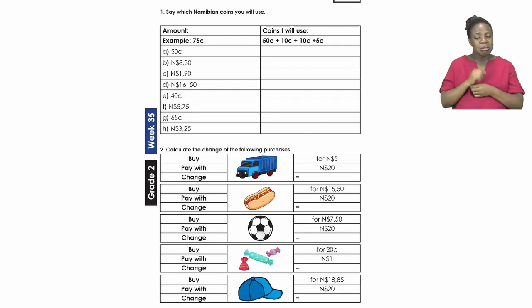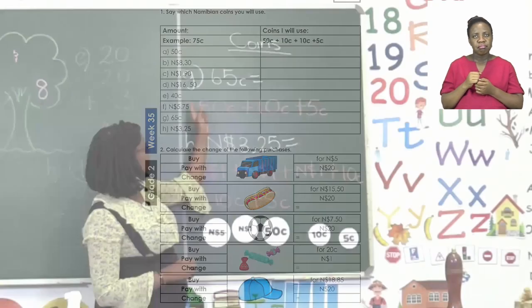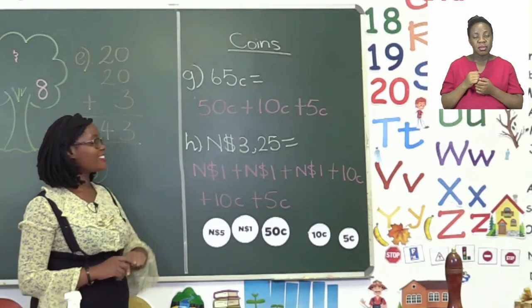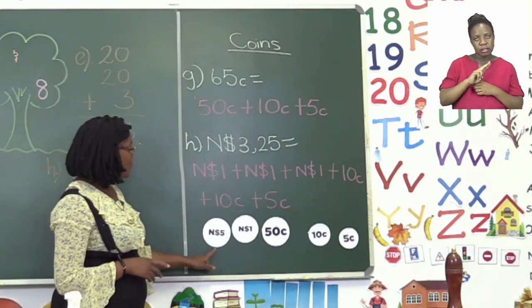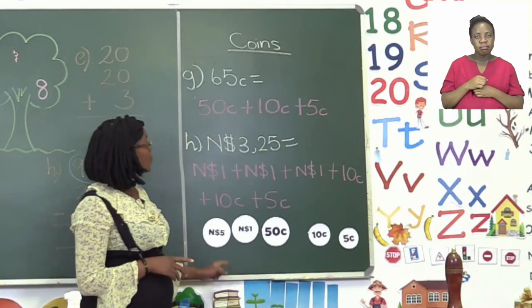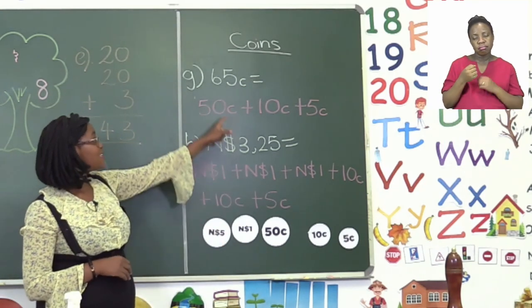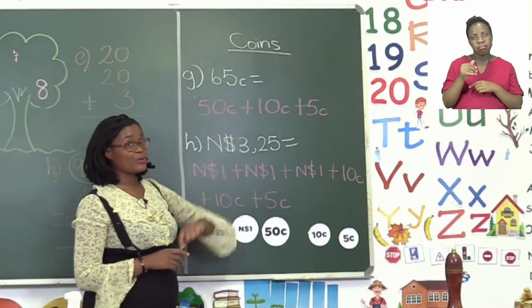Now they've given you an example of 75 cents. That means that we need a 50-cent coin, a 10-cent coin, another 10-cent coin, and then a 5-cent coin. Let's try and do two together on the board. Now the two that we're going to do on the board are G and H. Now we're going to try and break it down so that you can understand. Here are the coins that we're going to be using. And so we're going to try and see which ones will actually add up to our total.